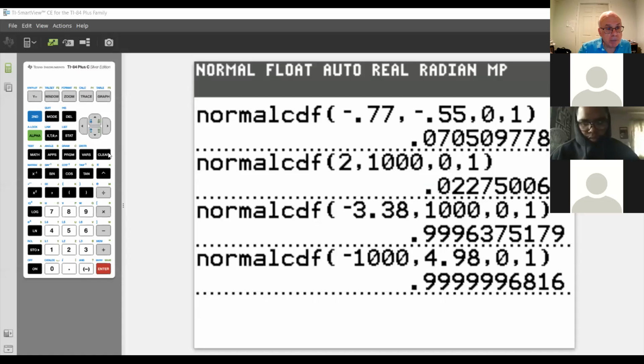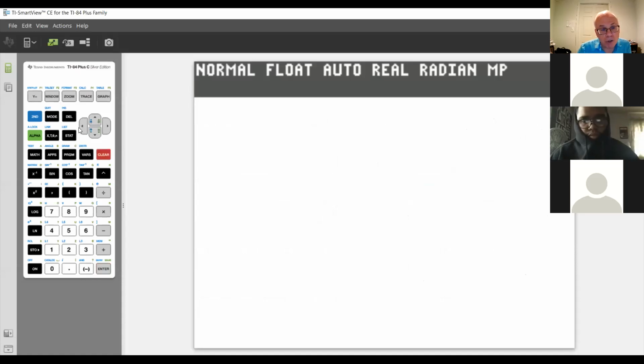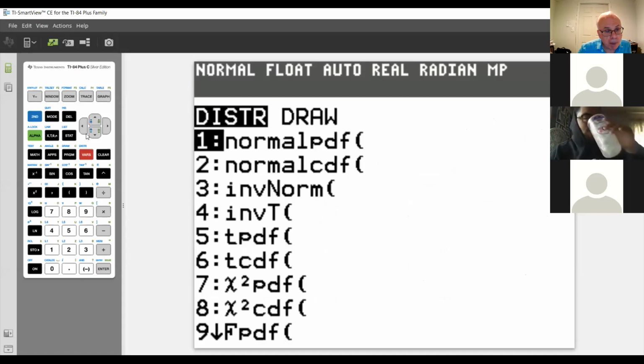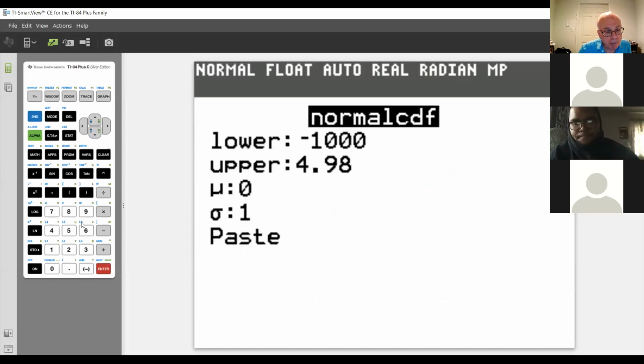All right, clear the screen. Now, you could do this all in one step, by the way. Let me show you how to do it. Let's do the first probability first. It says the probability that Z is less than negative 1.5. All right, normal CDF again. Now, it says less than, right? That means left tail. That means we're going to have negative 1,000 lower, and then negative 1.5 upper. So we want to know the probability that Z is less than negative 1.5.